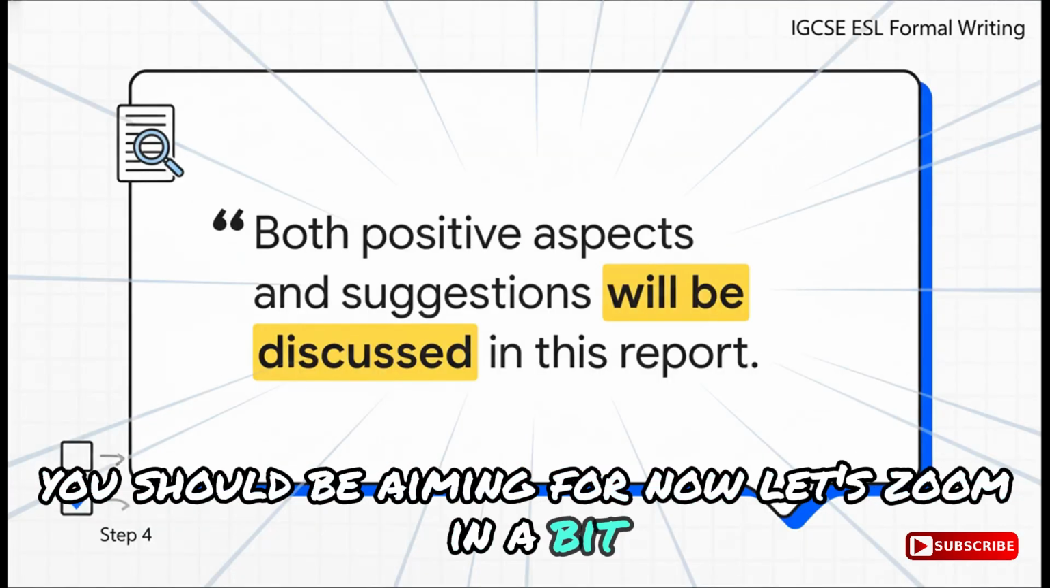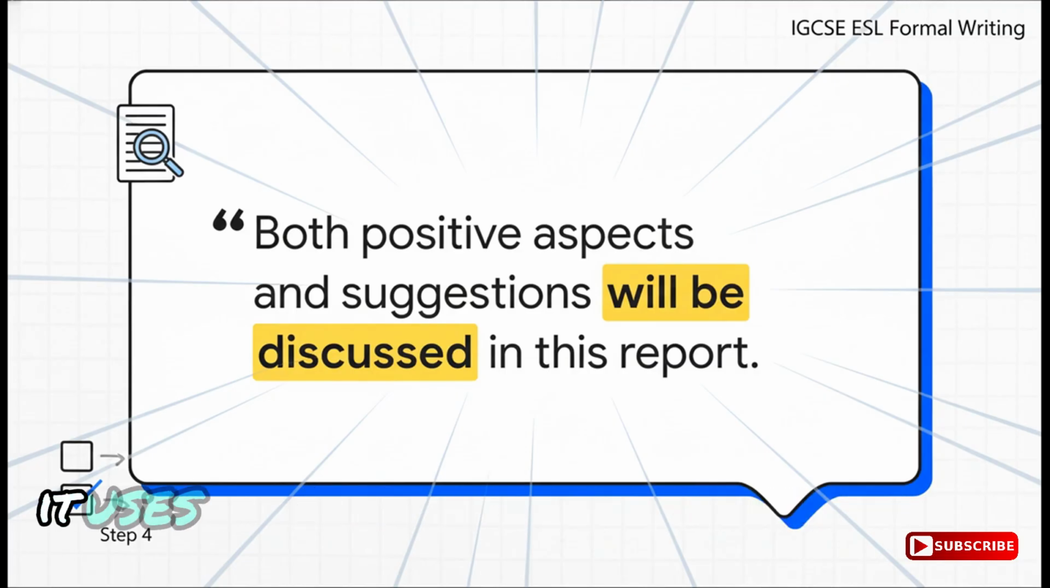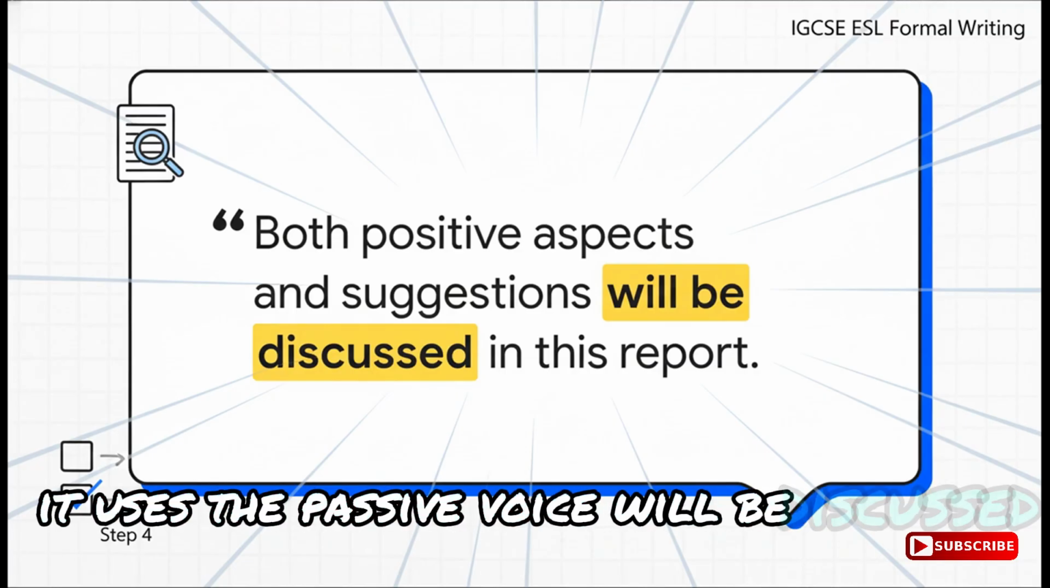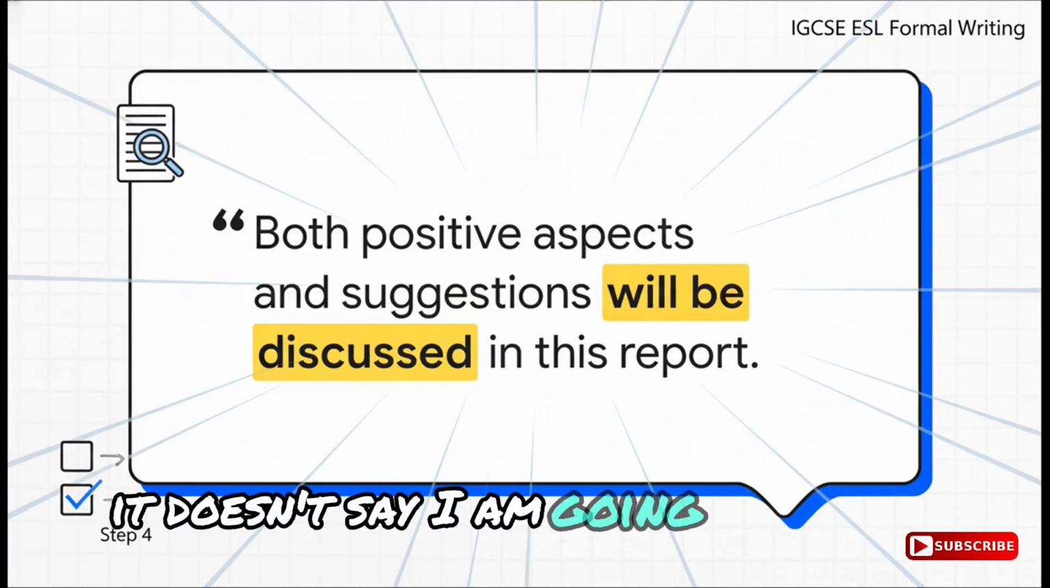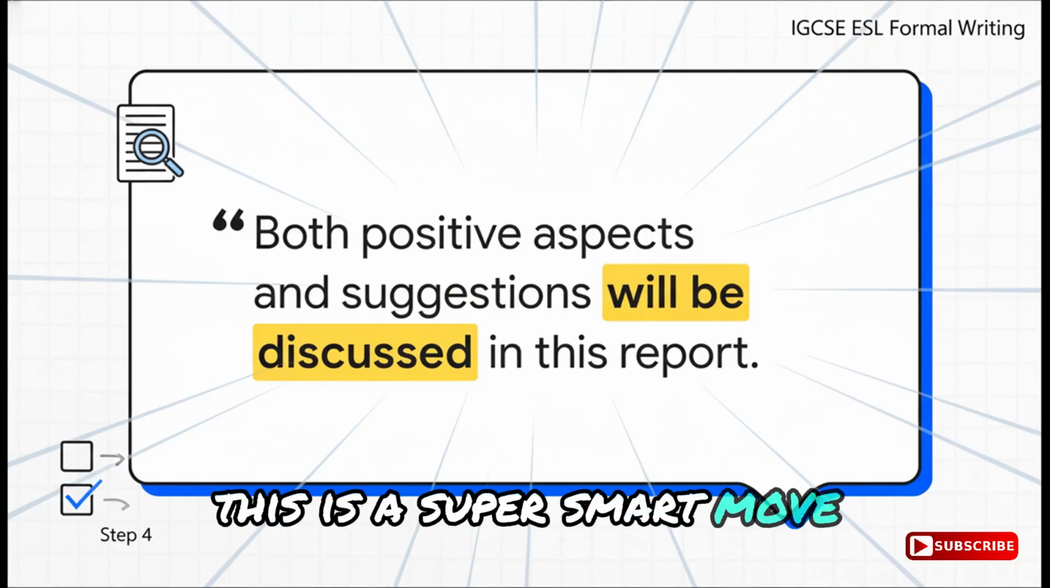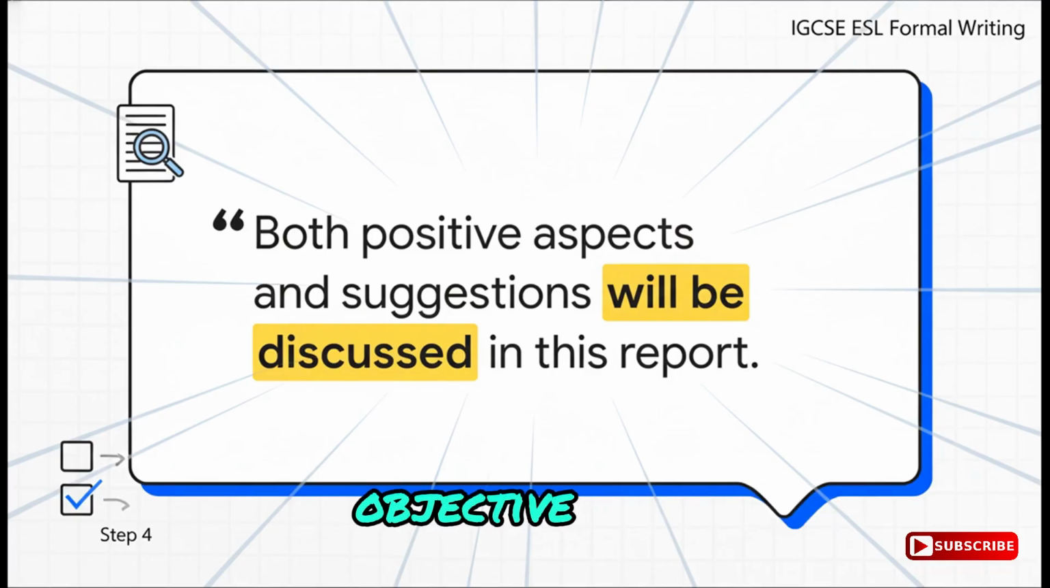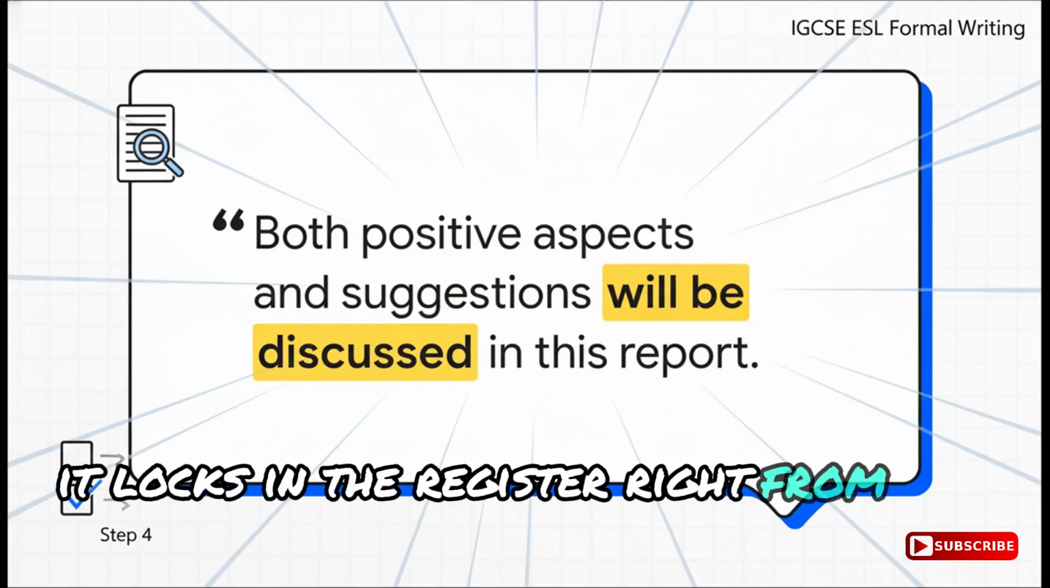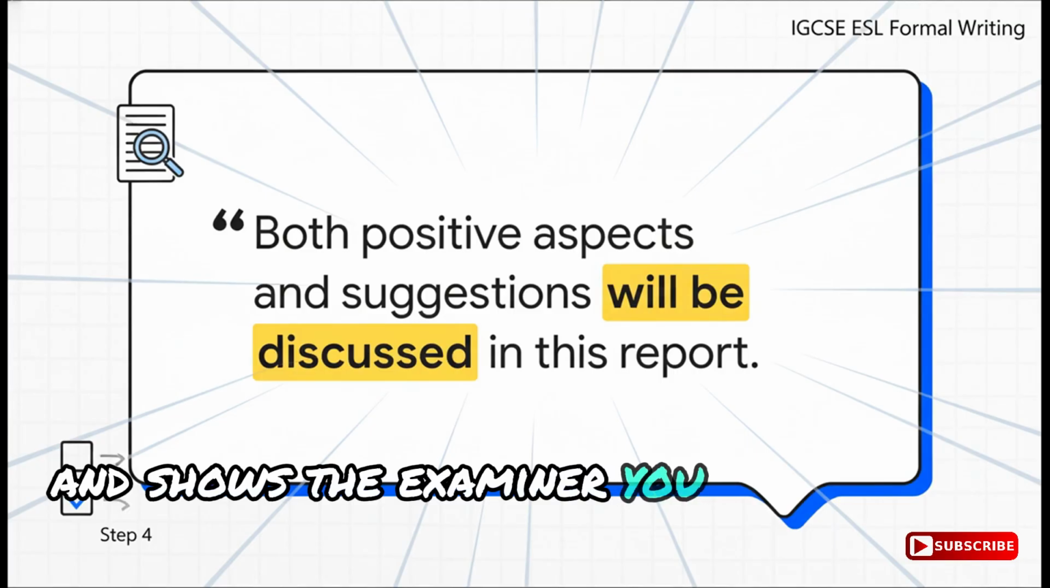Now, let's zoom in a bit. Check out this opening sentence. It uses the passive voice, "will be discussed." It doesn't say, "I am going to discuss." This is a super smart move that immediately sets a formal, objective tone. It locks in the register right from the first line and shows the examiner you know what you're doing.